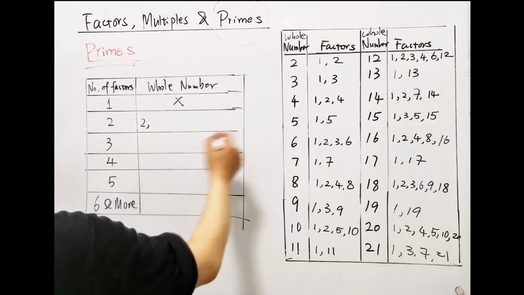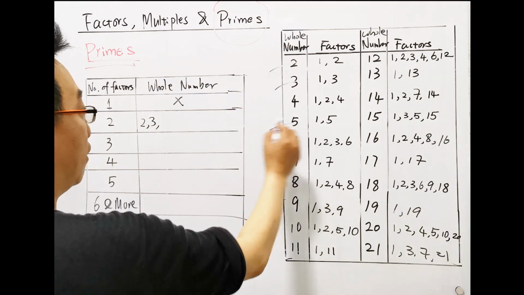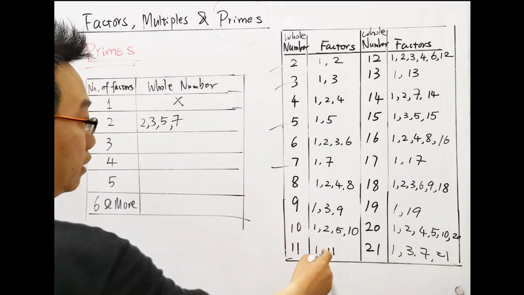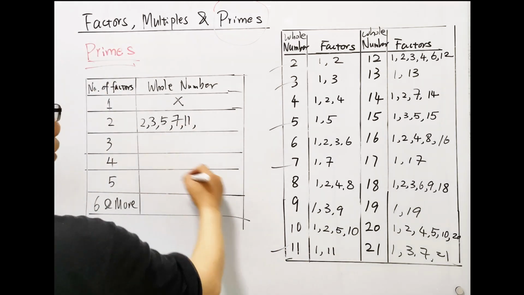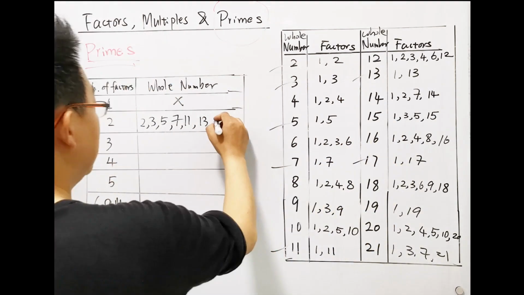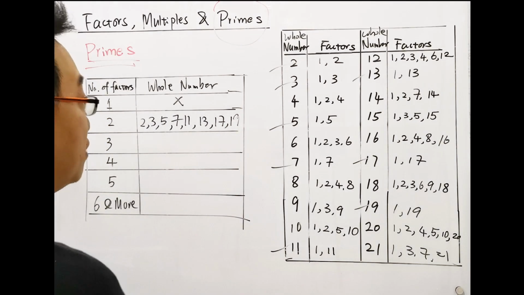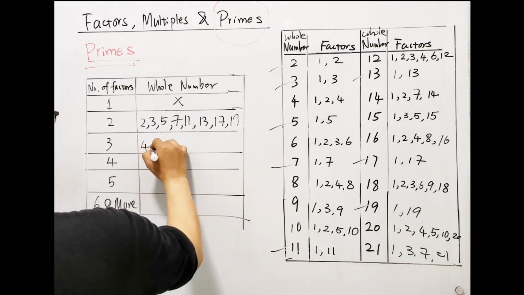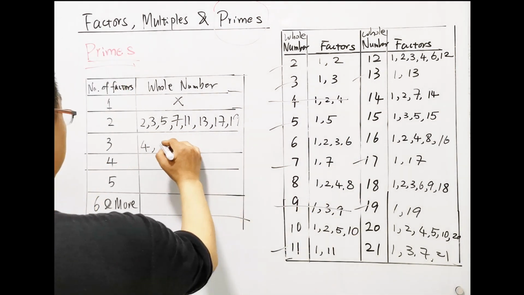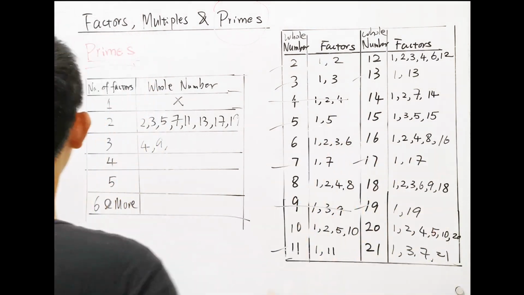So how many have 2 factors? We have 2, 3, and 5, and we have 7, and 11. What else? 13, right? Continue. We have 17. We have 19 as well, right? Okay, so how many have 3 factors? 4. Okay, number 9. Yes, we have 4 and 9.